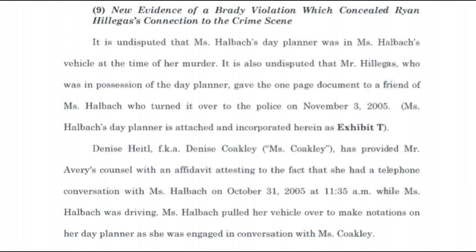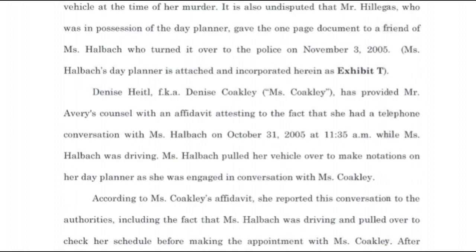Denise Coakley has provided Mr. Avery's counsel with an affidavit attesting to the fact that she had a telephone conversation with Miss Halbach on October 31st of 2005 at 11:35 a.m. while Miss Halbach was driving. Miss Halbach pulled her vehicle over to make notations on her day planner as she was engaged in a conversation with Miss Coakley.